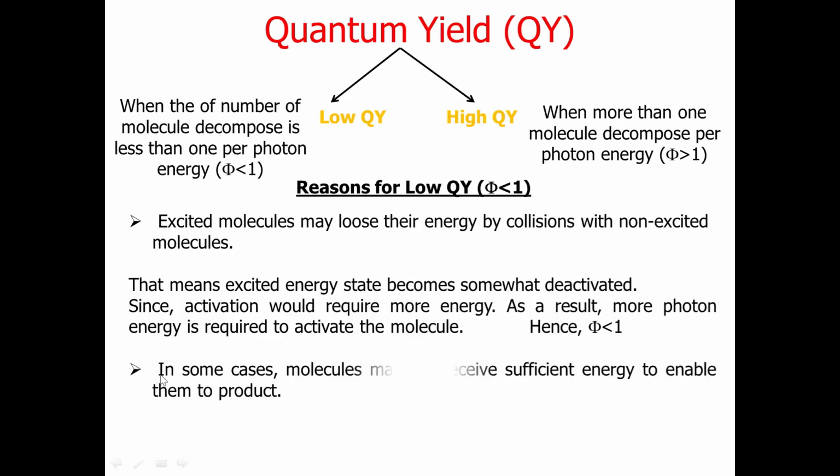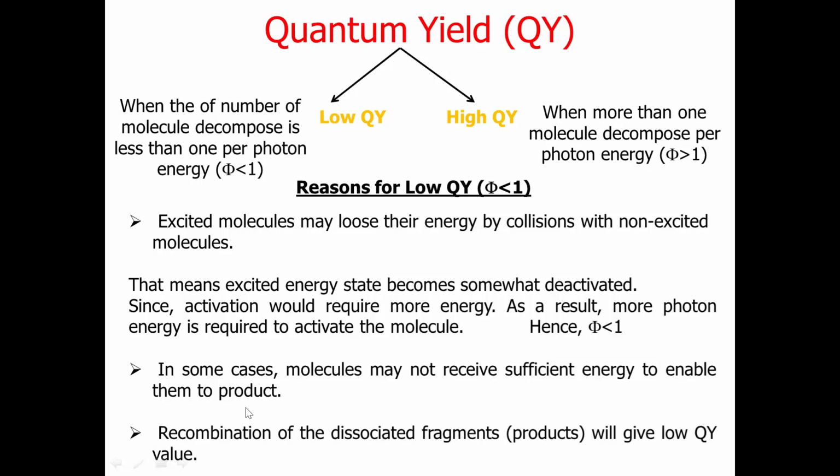In the second case, under some conditions, the molecule may not receive sufficient energy to enable it to form the product. In that case, the quantum yield value should be less than 1. That means if light of the proper frequency does not fall on the molecule, then the molecule cannot go to the excited state. In such a condition, the quantum yield value should be less than 1.